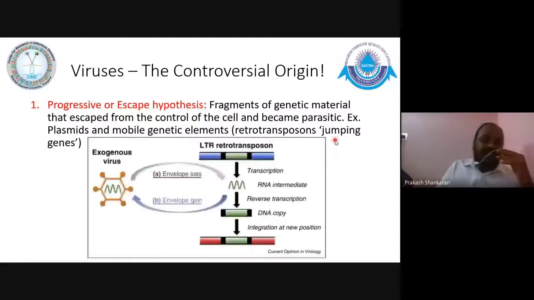But here there is a catch. According to this theory, these retrotransposons can jump from one area to another. If they escape from here and become a virus, then the opposite is also possible. We can ask, how do we have this retrotransposon in our genome in the first place? Probably these viruses were originally there. These retroviruses infected human beings, the genomes integrated into our genome, and then they stayed forever, that's all. So there is a catch here, and it's not answered by the progressive or escape hypothesis.